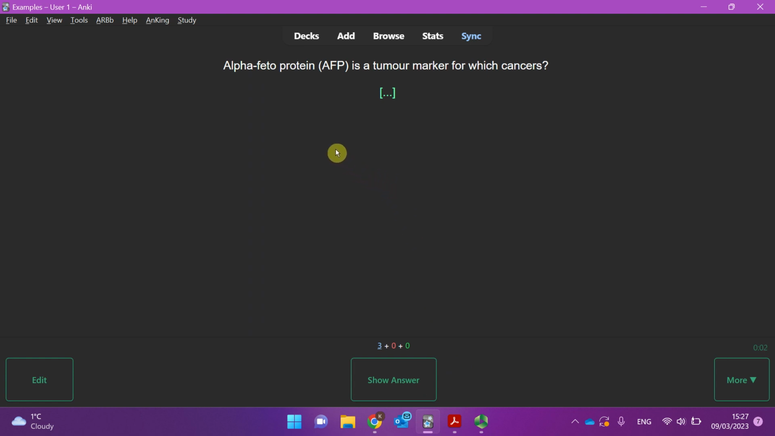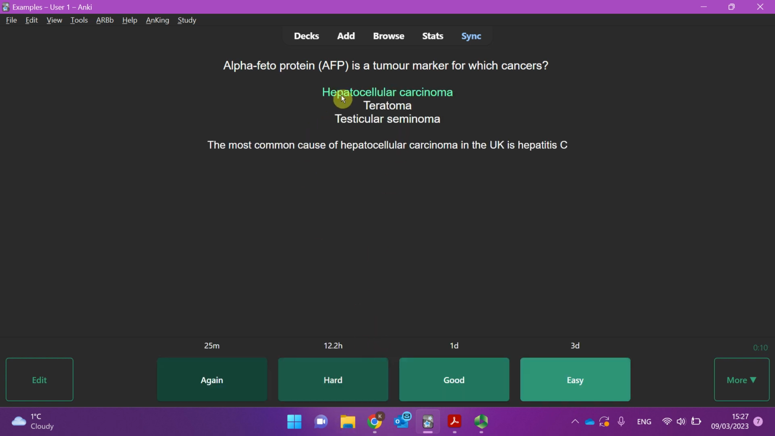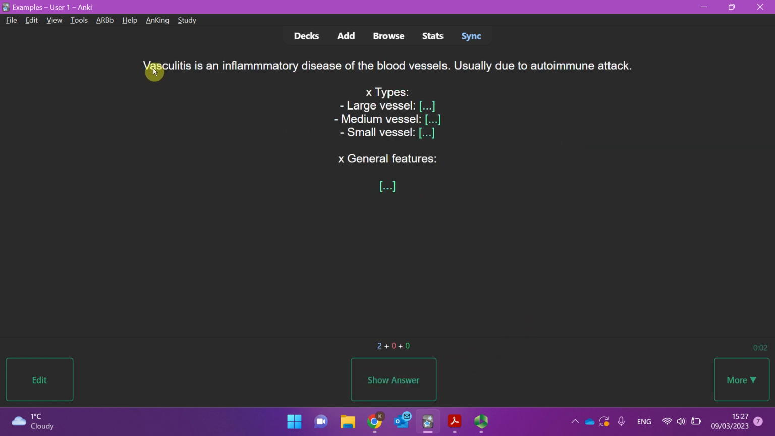Okay, and I can have a blank or cloze deletion where I'm covering the answer, and this is a basic structure with a simple answer. To go into something more complex, I can have a card like this about vasculitis where I have different blanks, and this is what it looks like.